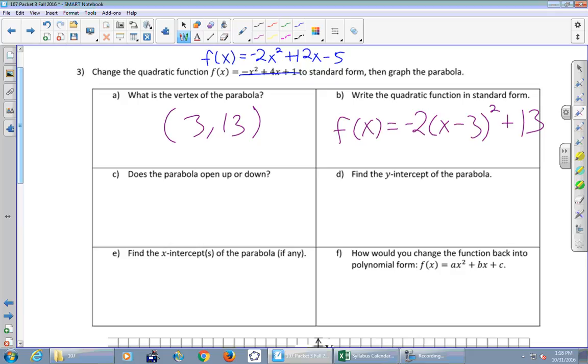Okay, does this parabola open up or down? Opens down because that negative 2 is a negative number, right? So we say down since a was negative 2 and that is less than 0. It's a negative number.